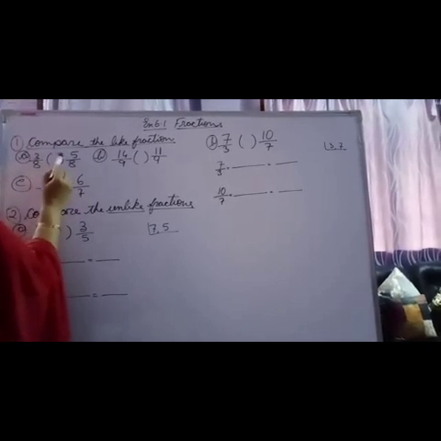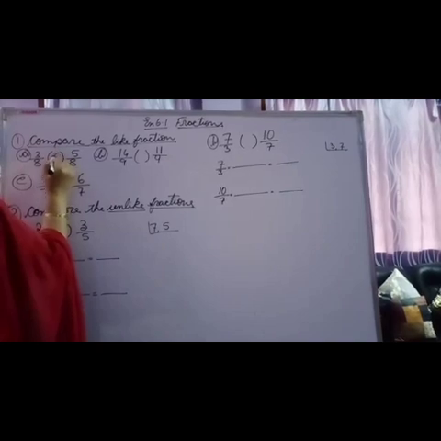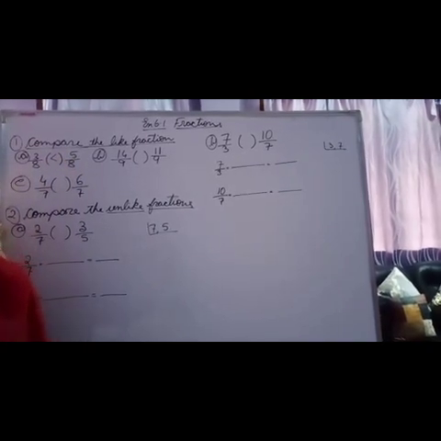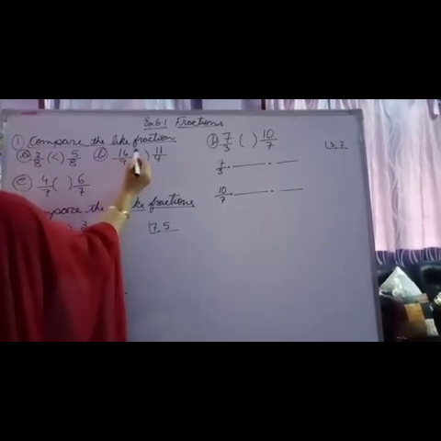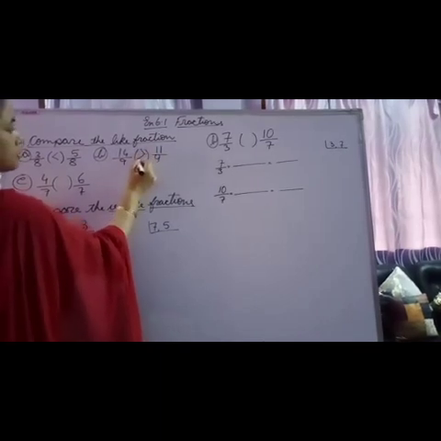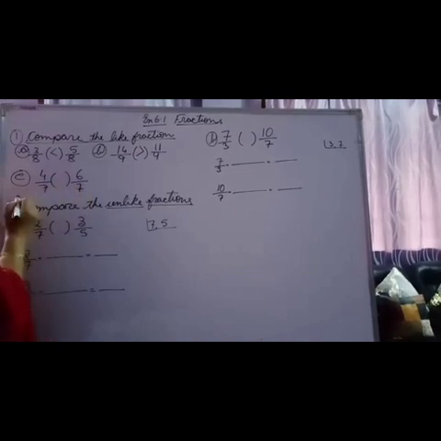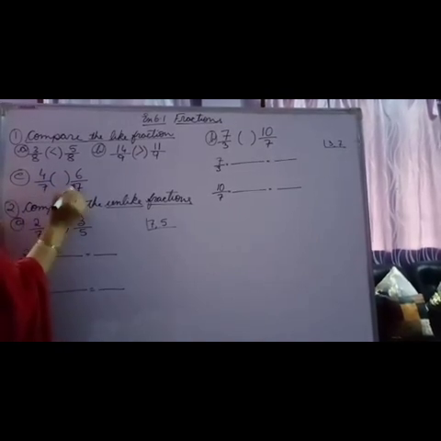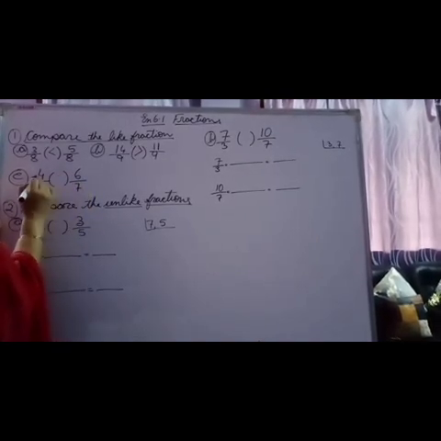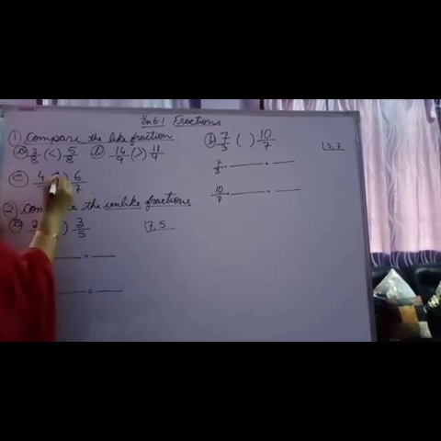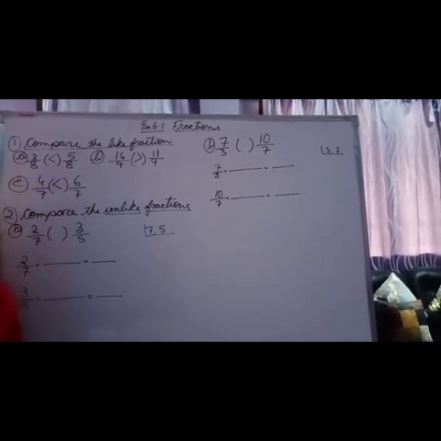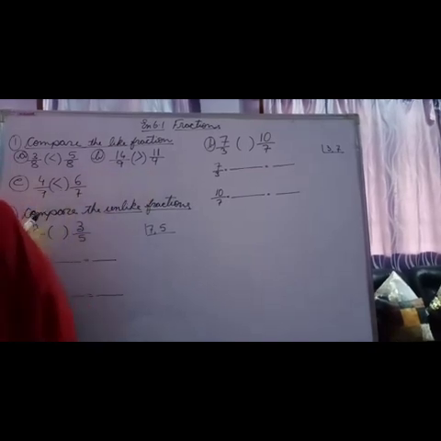Now 3 is smaller than 5, so we will put this sign like this. Now again 14 is greater than 11, so put the sign like this. Then again 4 by 7 and 6 by 7. The denominator is same, so just compare the numerator. Now 4 and 6, which is greater? 6 is greater. In this way you do other sums also.